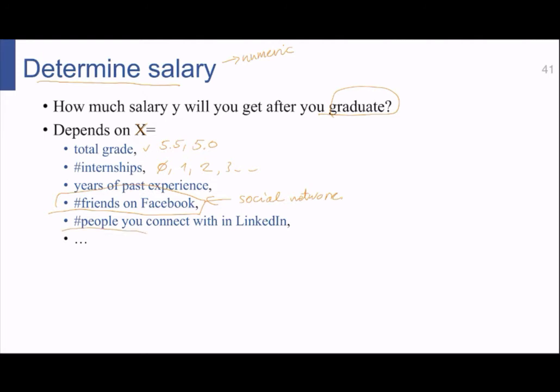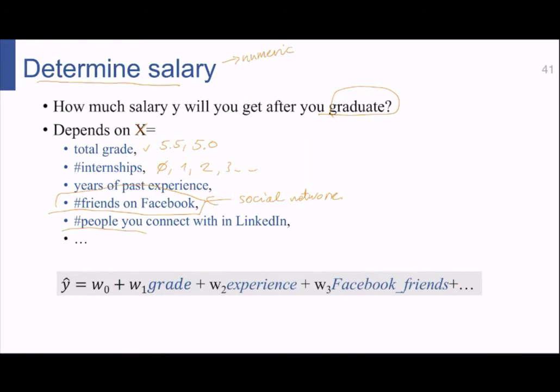How do we formulate this as a linear equation? So we have this, which is your salary. It depends on W0, which is the intercept, and it depends on your grade, on your experience, the number of Facebook friends, the number of LinkedIn people that you know, and you have to determine these coefficients here, W0, W1, W2, W3.